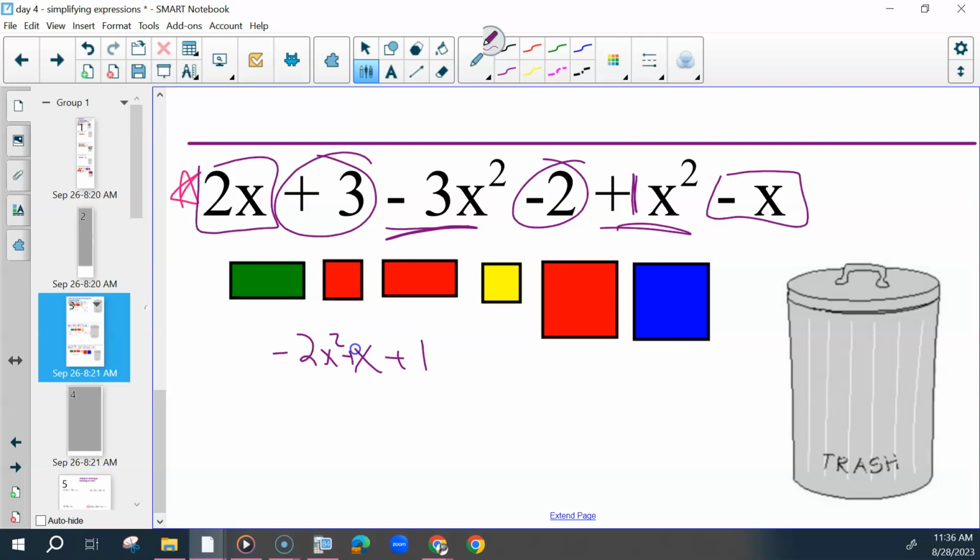Alright, questions on this one? So if it has an exponent, it's its own. Yes, this is only negative. Alright, go on to the next page.